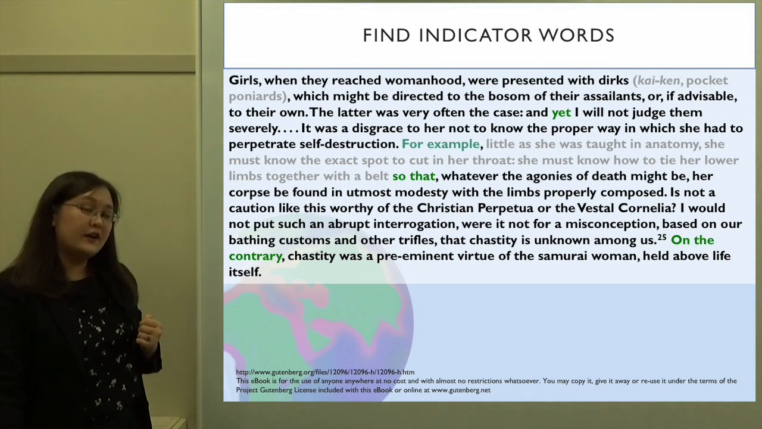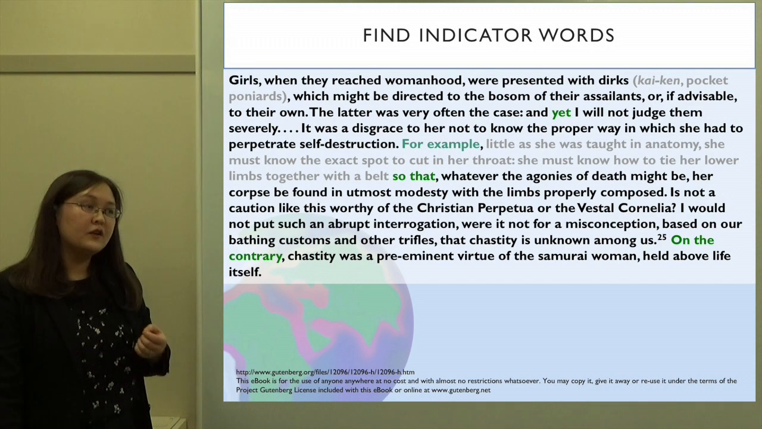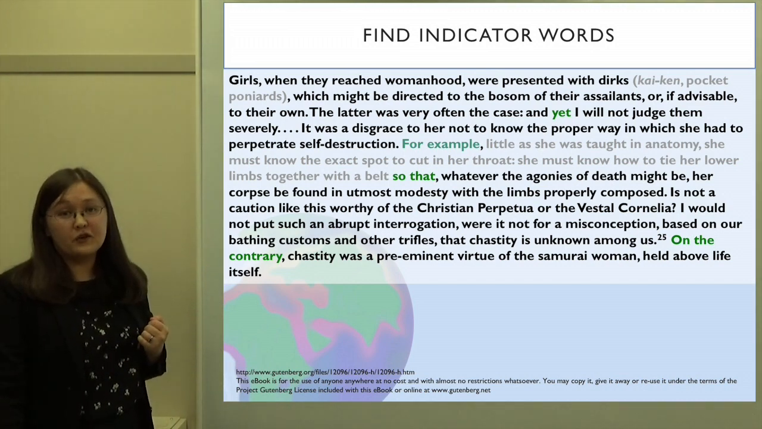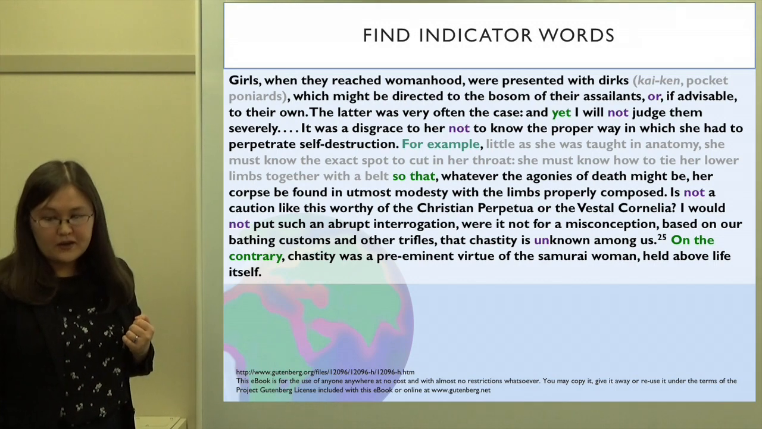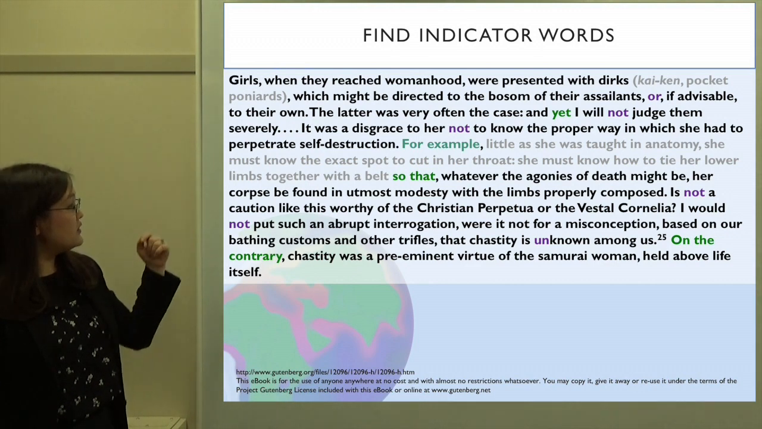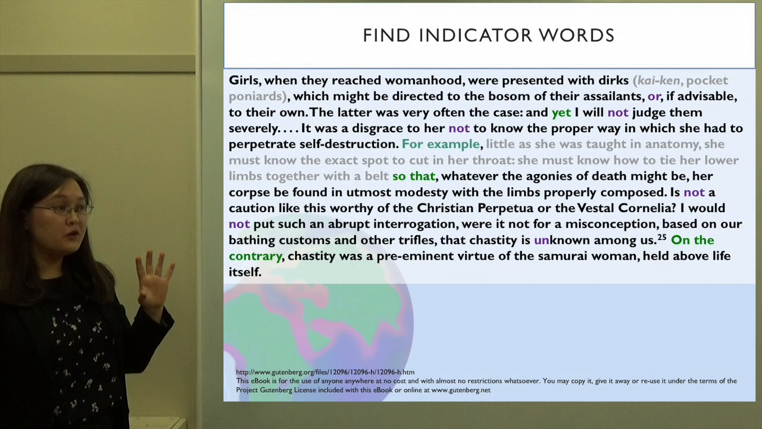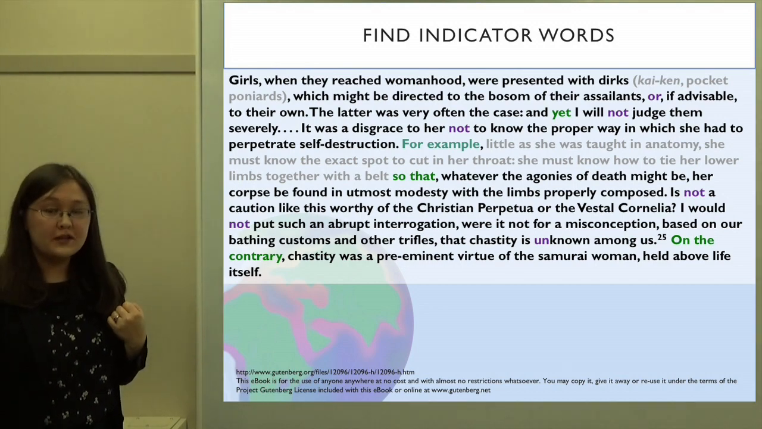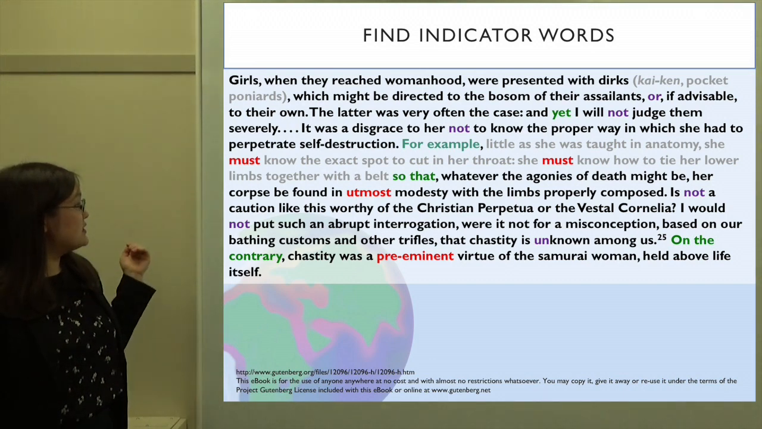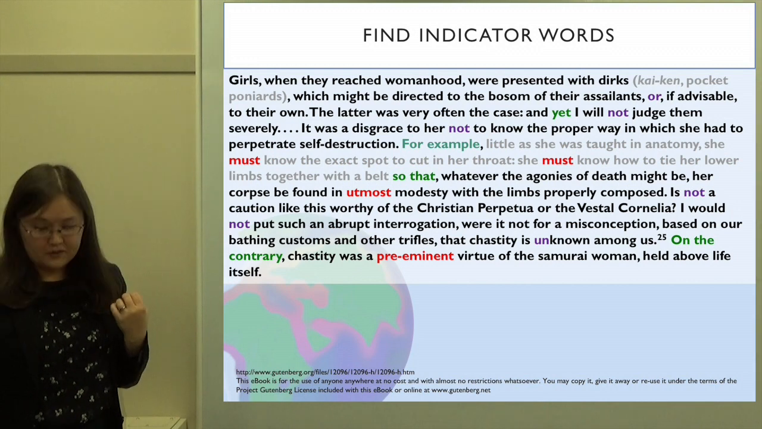We also have for example, which means I'm going to give an illustration, a little story perhaps, so it may not be necessary for the argument. So I gray it out. Next, I've put in purple or not, and also unknown. So we want to make sure we remember the opposite of the meaning. And then we have some good indicator words here: must, utmost, and preeminent. These all show us something important.